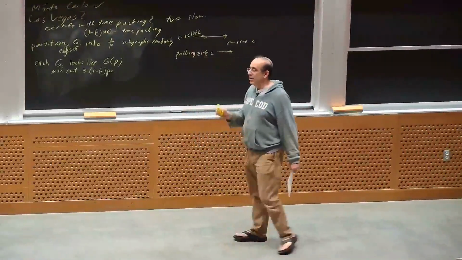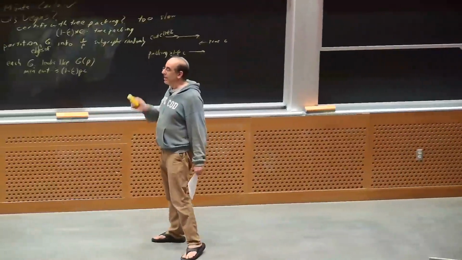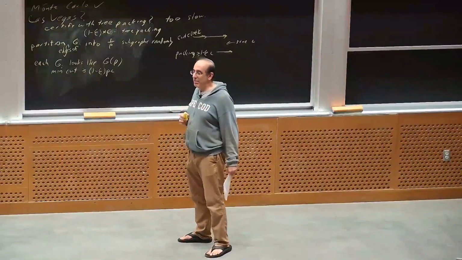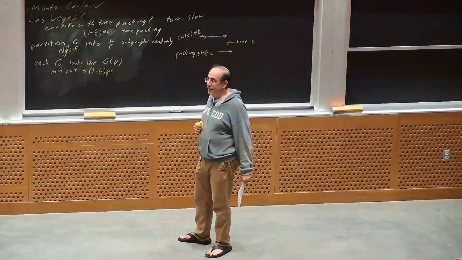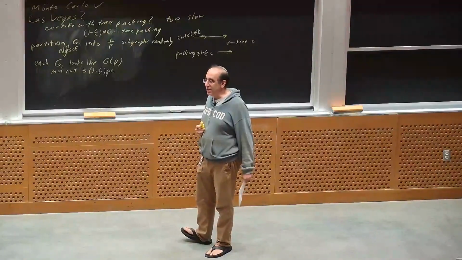Good. So what I said is true and what you said is also true, right? Each of these GIs is a uniform random sample of the edges of G. Now what you said is that these GIs are dependent on each other.